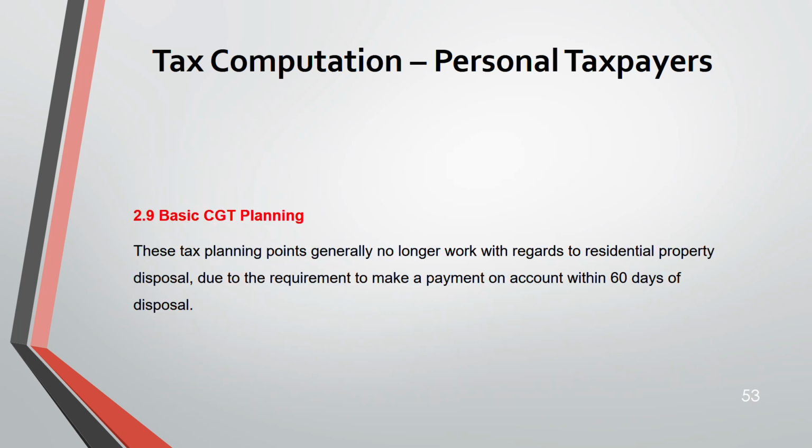Now, these tax planning points generally no longer work with regards to residential property. If it's a residential property, planning is something else. The 3 points that we have discussed are for your other assets, not residential property. Why? Because residential property, you have to make a payment on account within 60 days. We have just now done a question where the payment on account for residential was on 29 September.